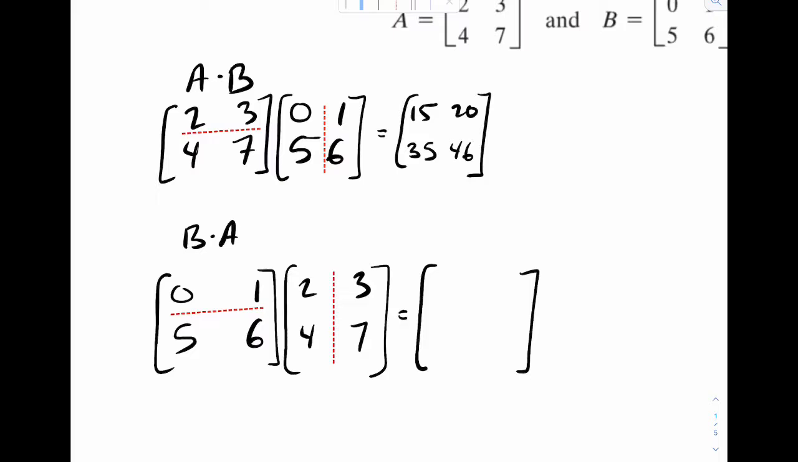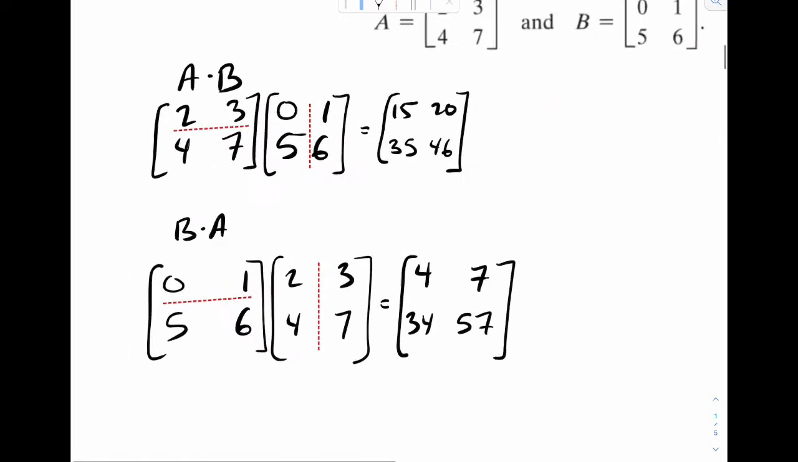Let's do it. Top left, so top and left, that'd be 0 plus 4, which is 4. Then bottom left, that would be 10 plus 24, 34. Next one would be 0 plus 7. And last one would be 15 plus 42, which is 57.